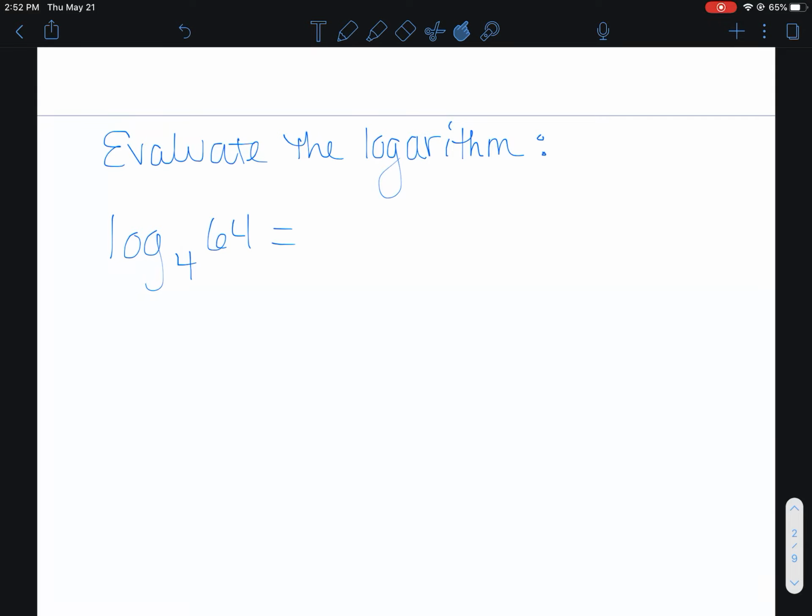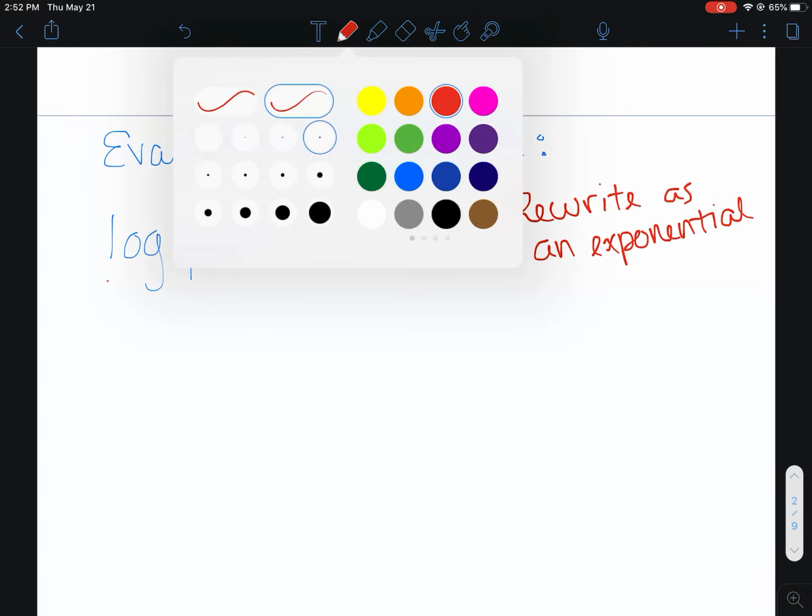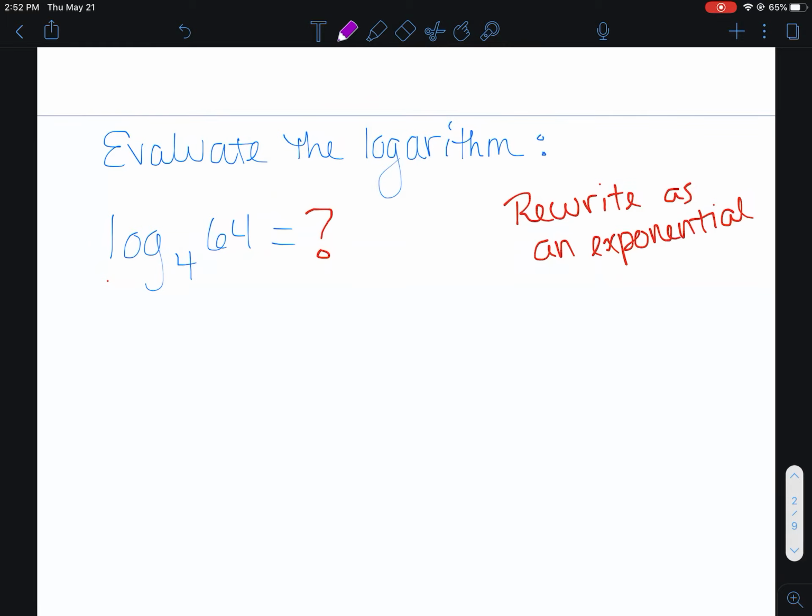So this time they're not giving me something on the other side of the equal sign. I have to figure it out. One of the easiest ways to do that is to rewrite it as an exponential. And I'll also show you in a minute how to do it with your calculator. But we're going to rewrite this as an exponential equation. So if it's log base 4 of 64, it's equal to something, I don't know. So right now, I'll make that a question mark. It could be an x. You can use a question mark, whatever you want.